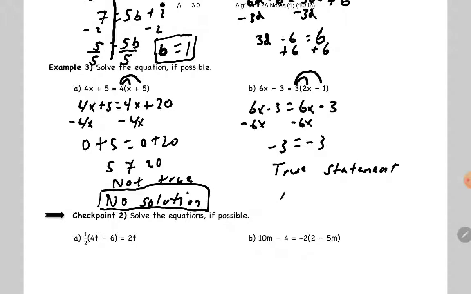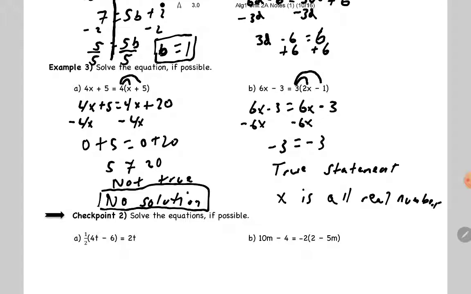That means x can be anything. X is all real numbers. I can plug in 1 in the equation, 2, 3, negative 1, negative 5, negative 7 point, whatever, put in pi. It'll work.